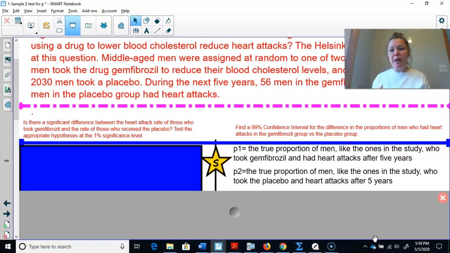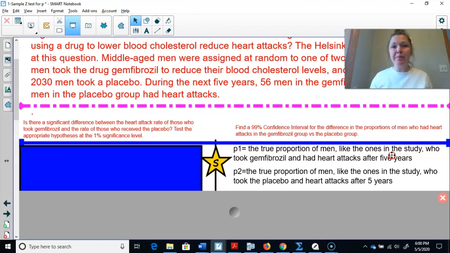Okay. All right. So P1, the true proportion of men who took gemfibrozil and had heart attacks after 5 years. Now, what do you notice? I left this part out. You need to put in like the ones in the study, somewhere in there, because this wasn't a random sample of all men. These were volunteers in a study, okay? And so that's important to note. You have to state something about like the ones in the study. P2, the true proportion of men, like the ones in the study, who took the placebo and had a heart attack after 5 years. State.